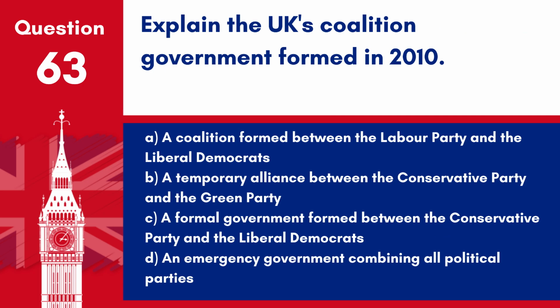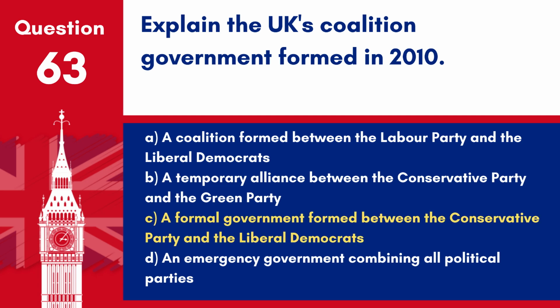Question 63. Explain the UK's coalition government formed in 2010. A. A coalition formed between the Labour Party and the Liberal Democrats. B. A temporary alliance between the Conservative Party and the Green Party. C. A formal government formed between the Conservative Party and the Liberal Democrats. D. An emergency government combining all political parties.